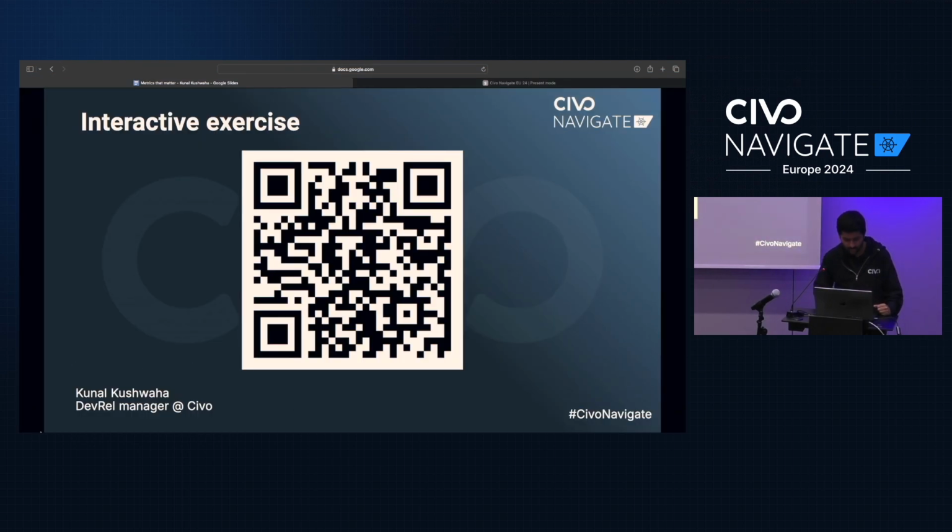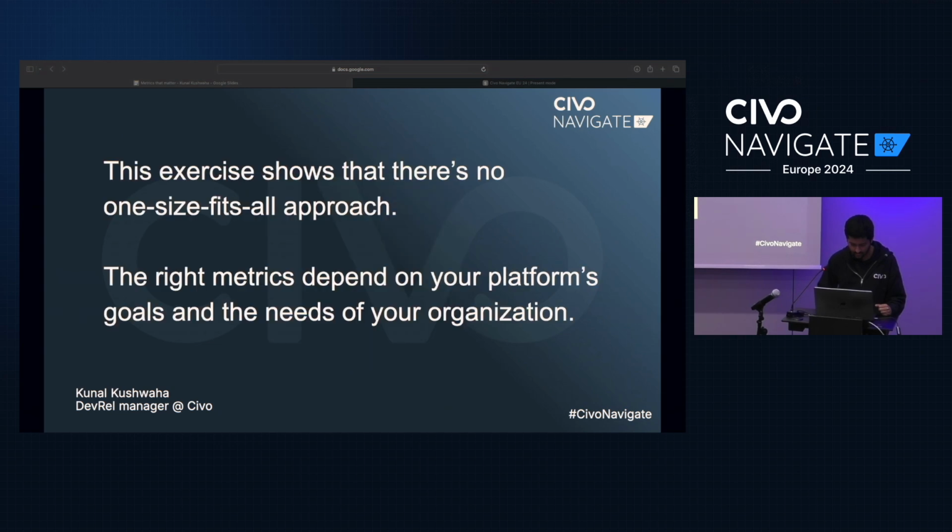So what did we learn? So this exercise basically shows that there's no one-size-fits-all approach. As we saw with Netflix, Google, Spotify, Civo, the report that we did, there's no one-size-fits-all approach. The right metrics depend on your platform's goals and the needs of your organization, both technical and business requirements. And I believe that by focusing on the right metrics, we can better understand our impact and continuously improve.